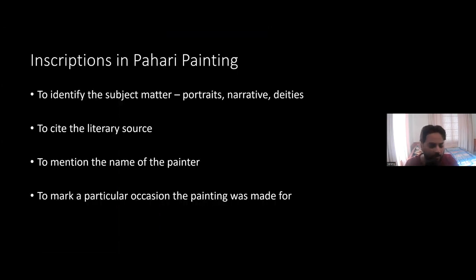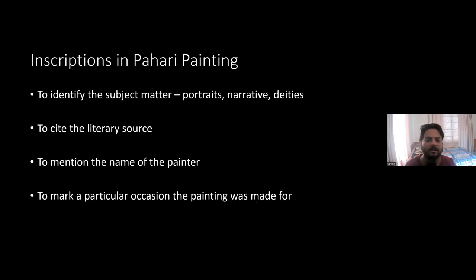So now we know the history of inscriptions on paintings in South Asia, but what was the purpose of inscriptions when it comes to Pahari painting? So the inscriptions were used to identify the subject matter, be it portraits or narratives. By narratives, I mean the episode, what is the story of the painting, and the identification of deities, which gods or goddesses are being depicted. And inscriptions were also laid in order to cite the literary source.